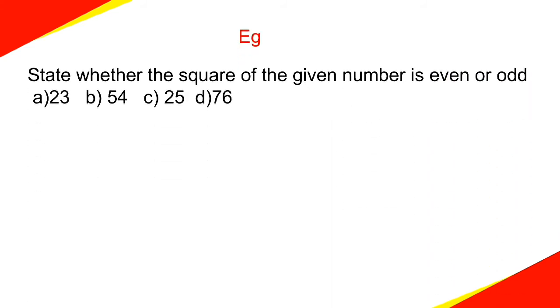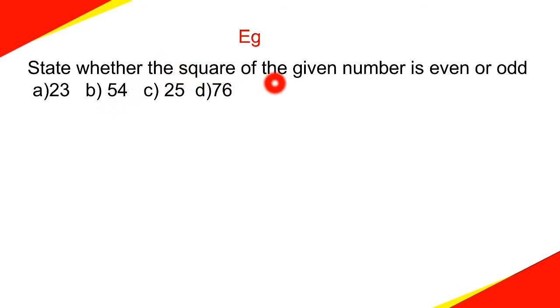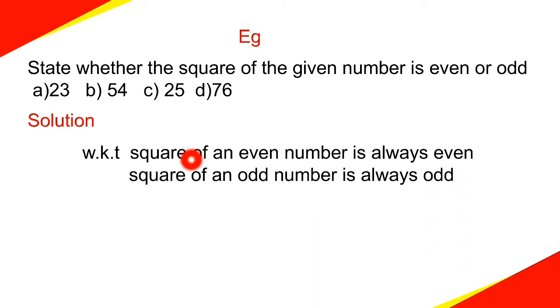Example. State whether the square of the given number is even or odd. Option A 23, option B 54, option C 25, option D 76. Now we are going to solve. Before solving, we can observe that 54 and 76 are even numbers and 25 and 23 are odd numbers. We know that the square of an even number is always even. The square of an odd number is always odd.